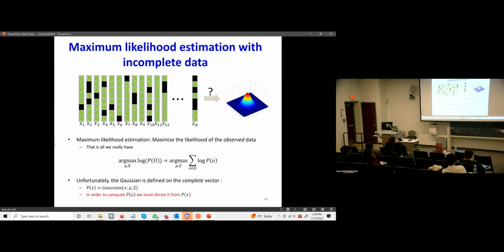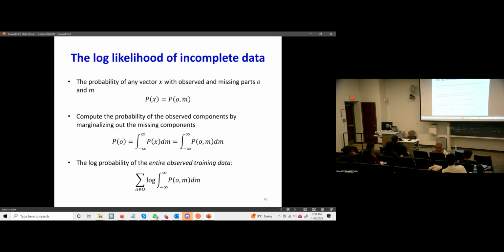And so if I want to compute the probability of the complete vector in whatever I have observed, I must compute it from the probability of the complete vector, right? And each vector has observed components and missing components. And so the probability of the complete vector is the joint probability of the observed and missing components. And to obtain the probability of just the observed components, I have to marginalize out the missing components, right? By integrating those things out.